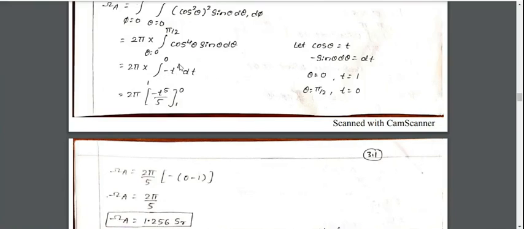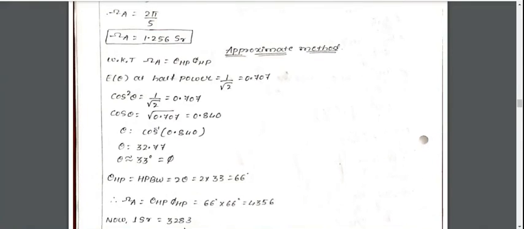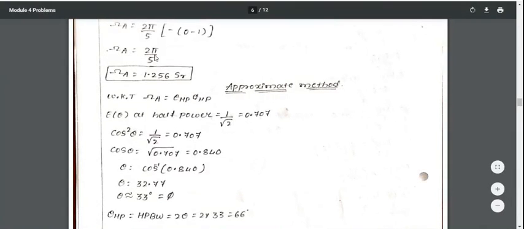If we find the integration of this, t raised to 5 divided by 5 comes into the picture. Substituting the limits 0 to 1, we have the value of the beam area as 2 pi divided by 5. This can also be written as 1.256 steradian. Now 1 steradian is nothing but 3283 here, but this is not necessary right now. So just remember the beam area is 2 pi divided by 5.